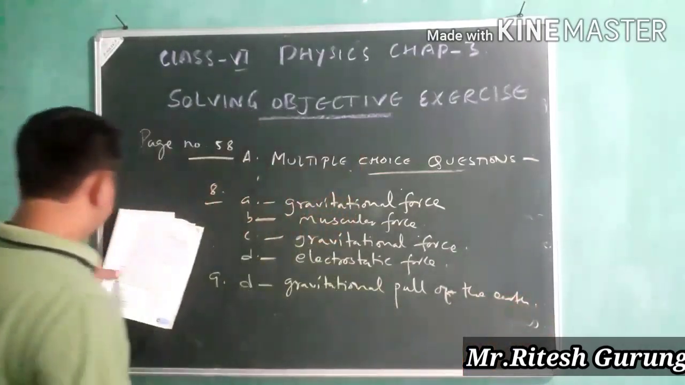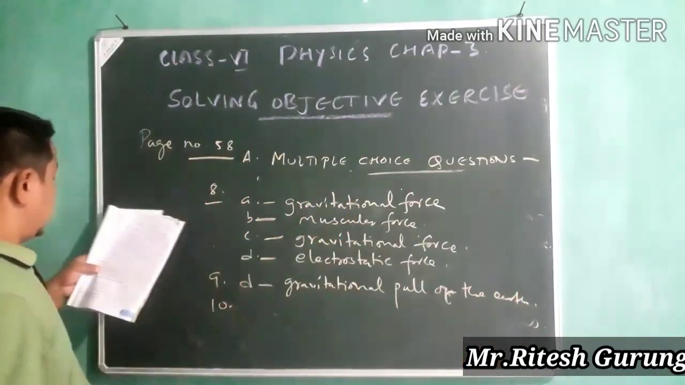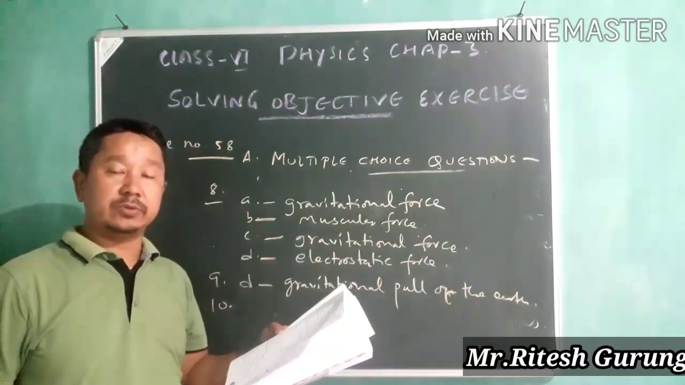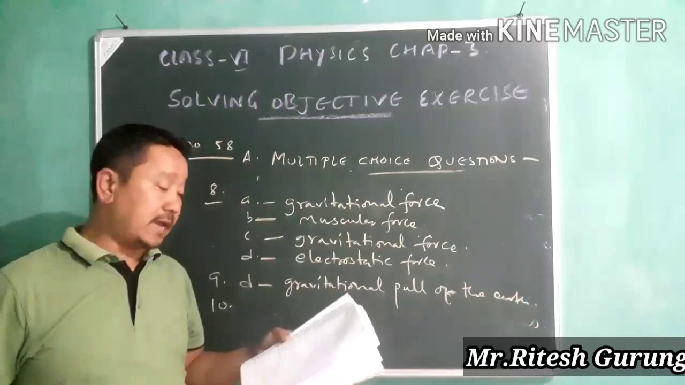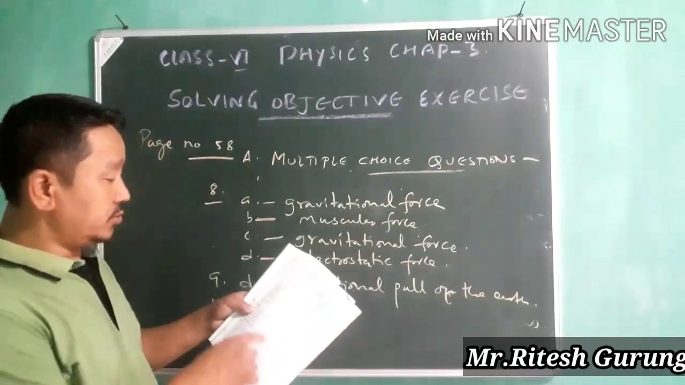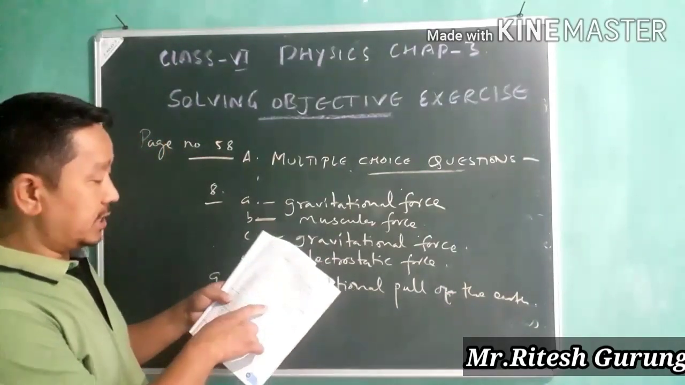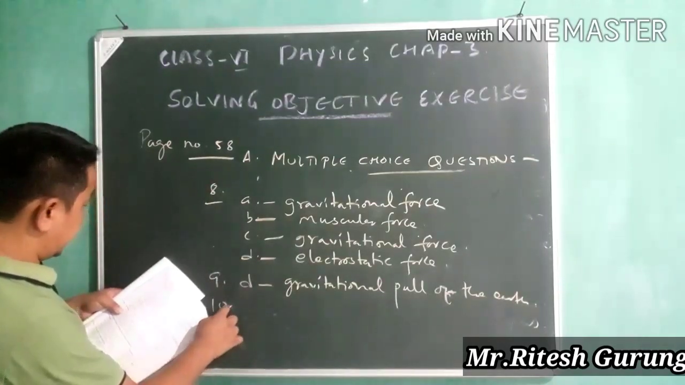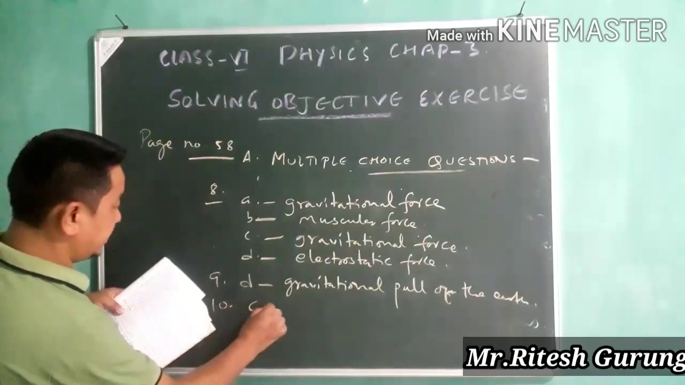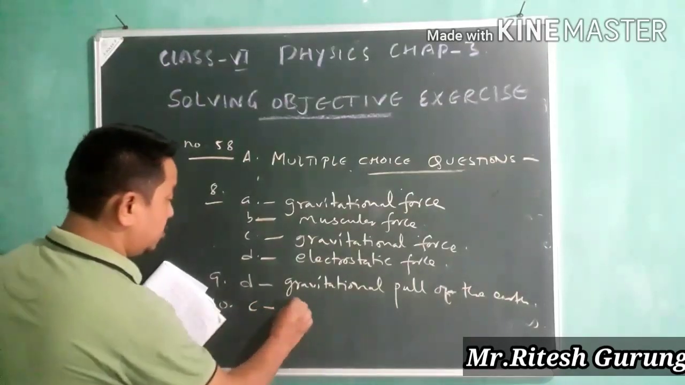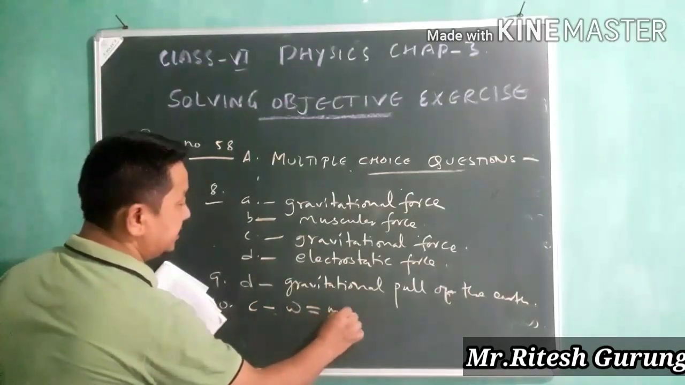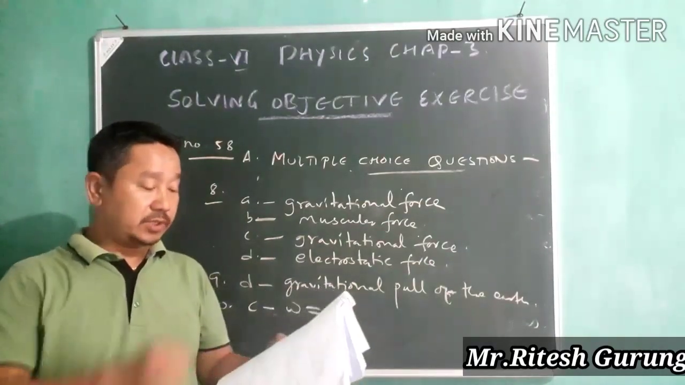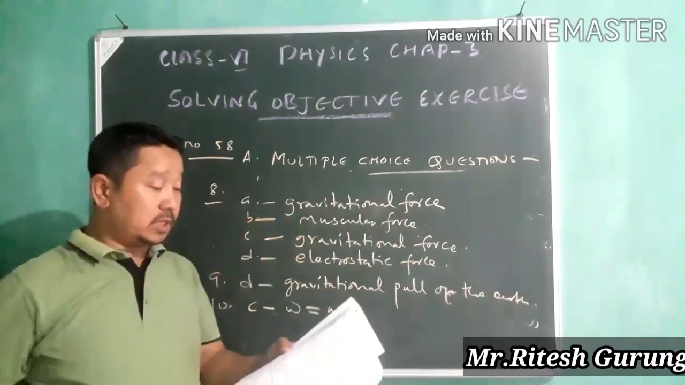Alright. Then number 10. Weight of a body is measured by using the formula. I've already told you, mass into gravity. That means m into g. Weight means W. Question number 10, option number C, that is weight means mass into gravity. Okay, mass into gravity, which we did somewhere before also.